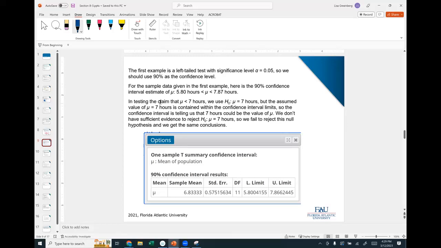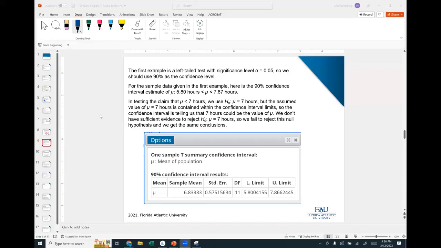And when we're testing the claim that mu is less than 7 hours, we use our null hypothesis, mu equals 7 hours, but the assumed value of mu equals 7 hours is contained within the confidence interval. So the confidence interval is telling us that 7 hours could be the value of mu. So we don't have sufficient evidence to reject it. So we fail to reject the null hypothesis, which is exactly what the other test said as well. So they're going to match.